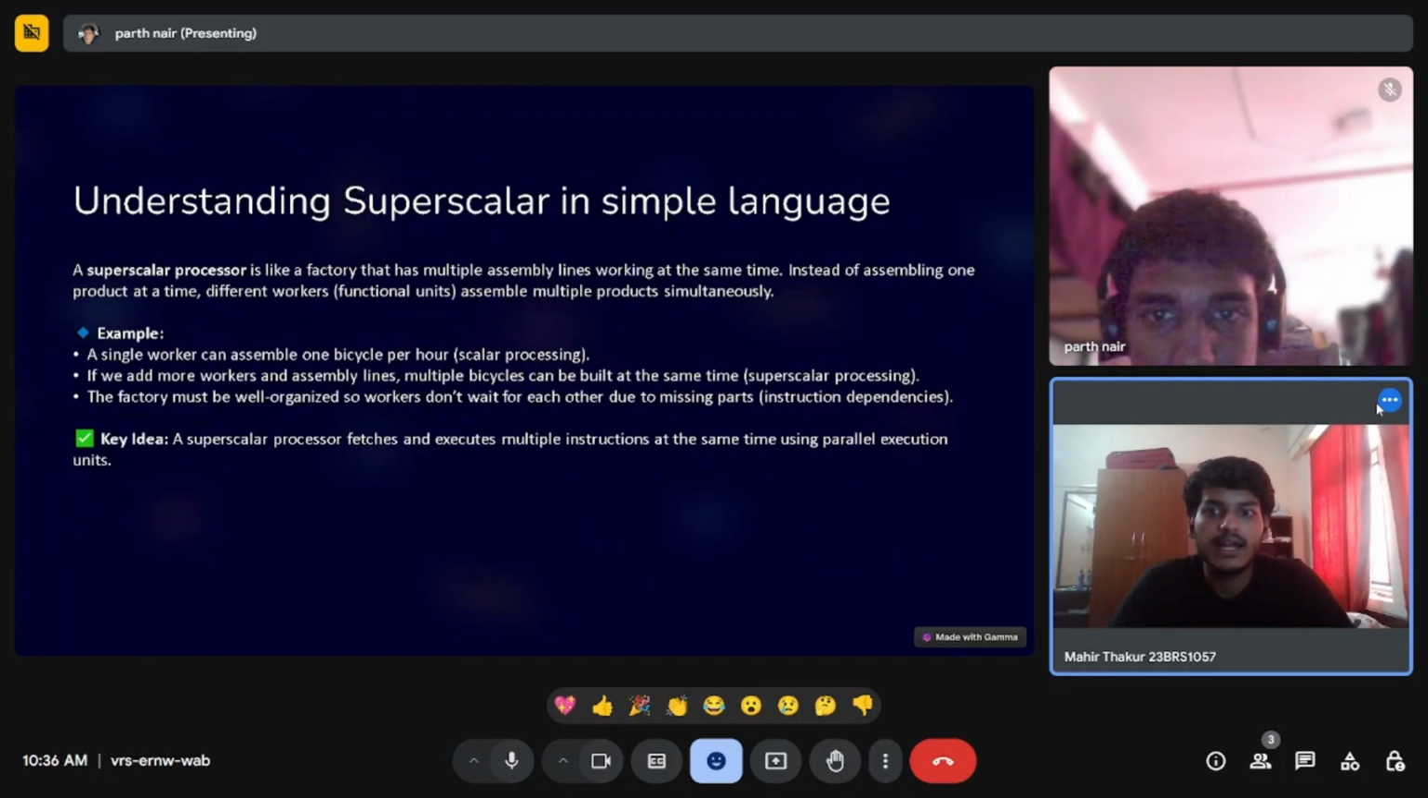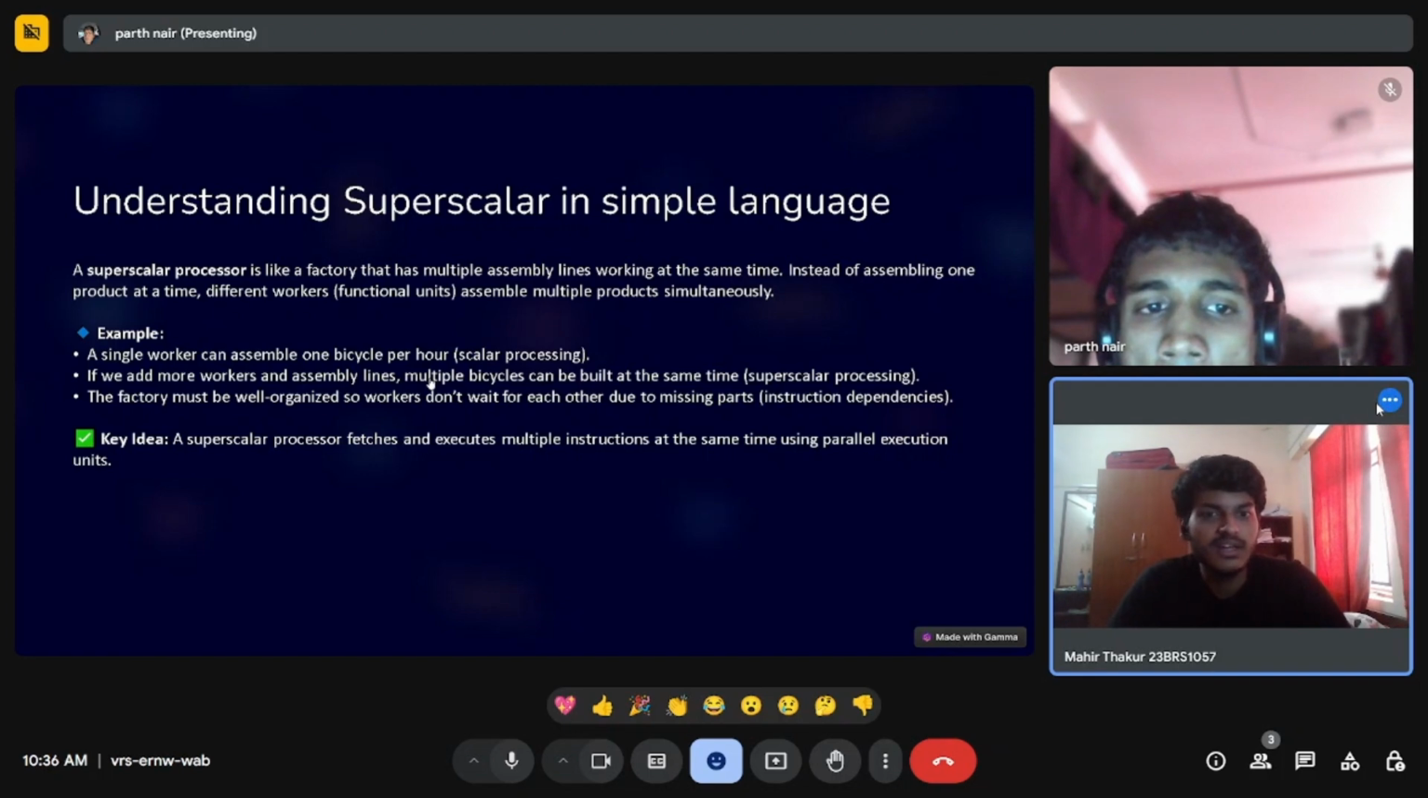So now we will understand superscalar in simple language. The superscalar processor is like a factory that has multiple assembly lines working at the same time. Instead of assembling one product at a time, different workers, that is functional units, assemble multiple products simultaneously. For example, if there is a single worker that can assemble one vehicle per hour, then it will be called scalar processing. If we add more workers and assembly lines, multiple bicycles can be built at the same time. This is called superscalar processing.